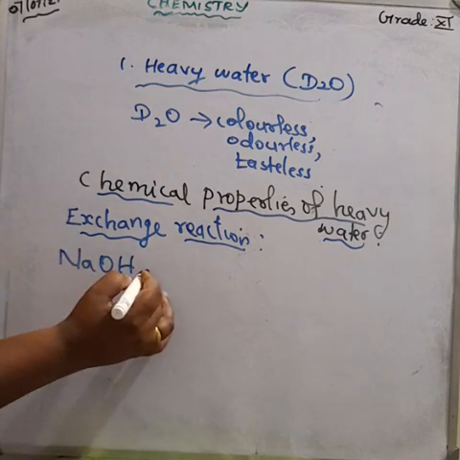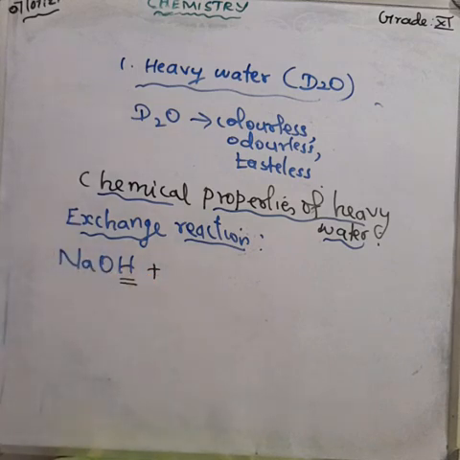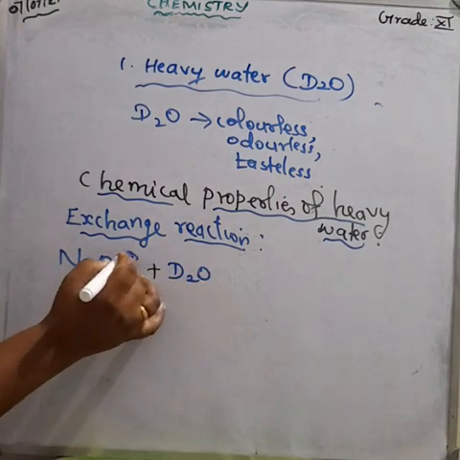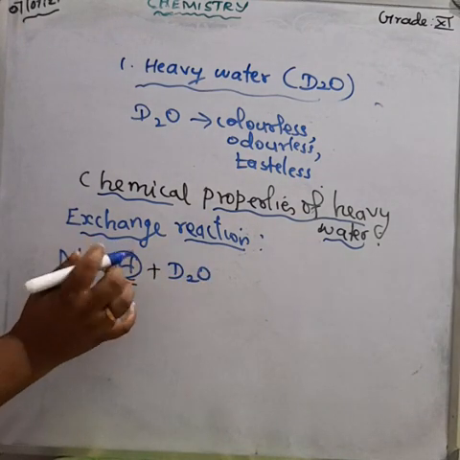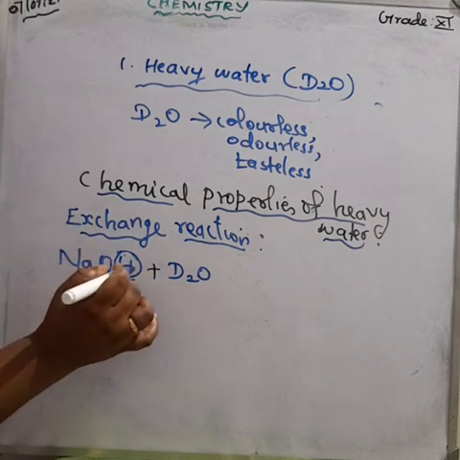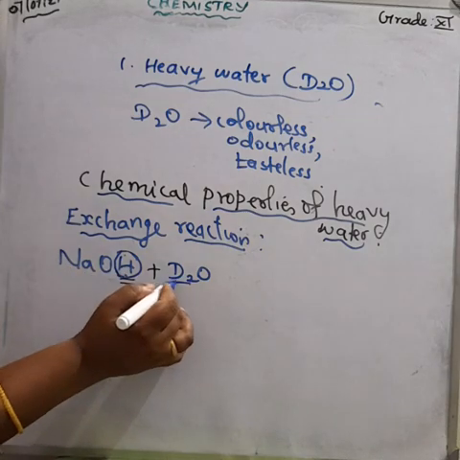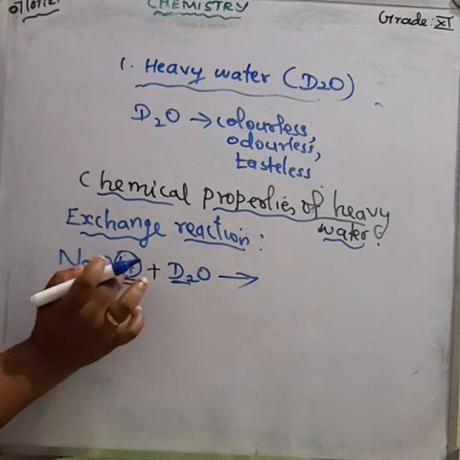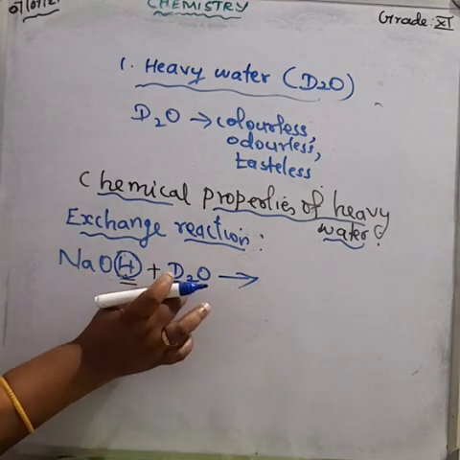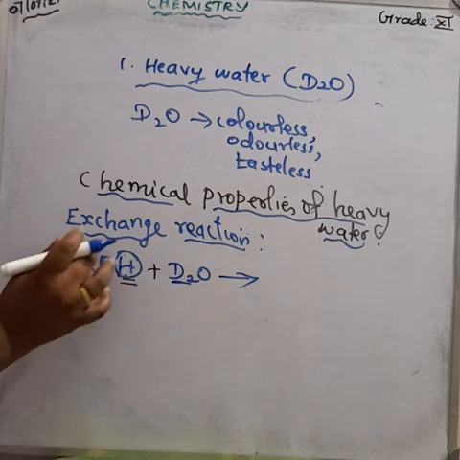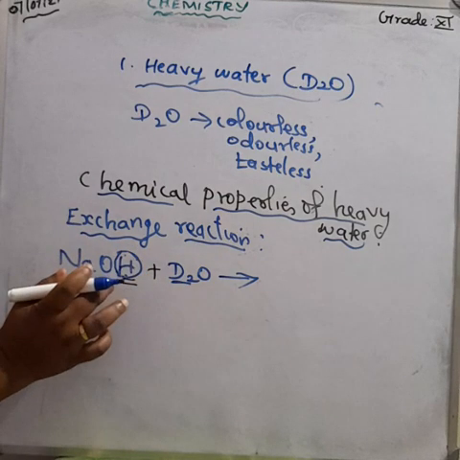When we treat it with D2O, heavy water, the hydrogen present in the compound can be exchanged for deuterium. Sodium hydroxide contains hydrogen. When we add heavy water, D2O, to the sodium hydroxide, the hydrogen present in the NaOH is exchanged by the deuterium in heavy water.